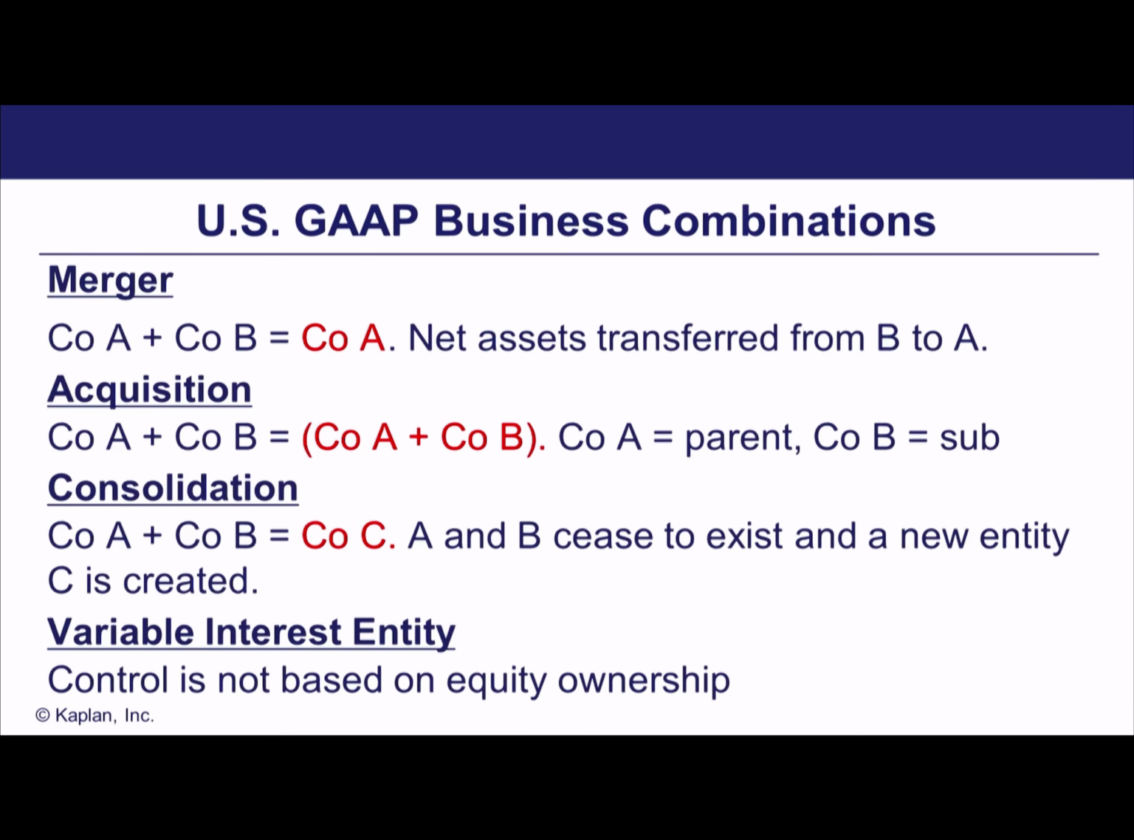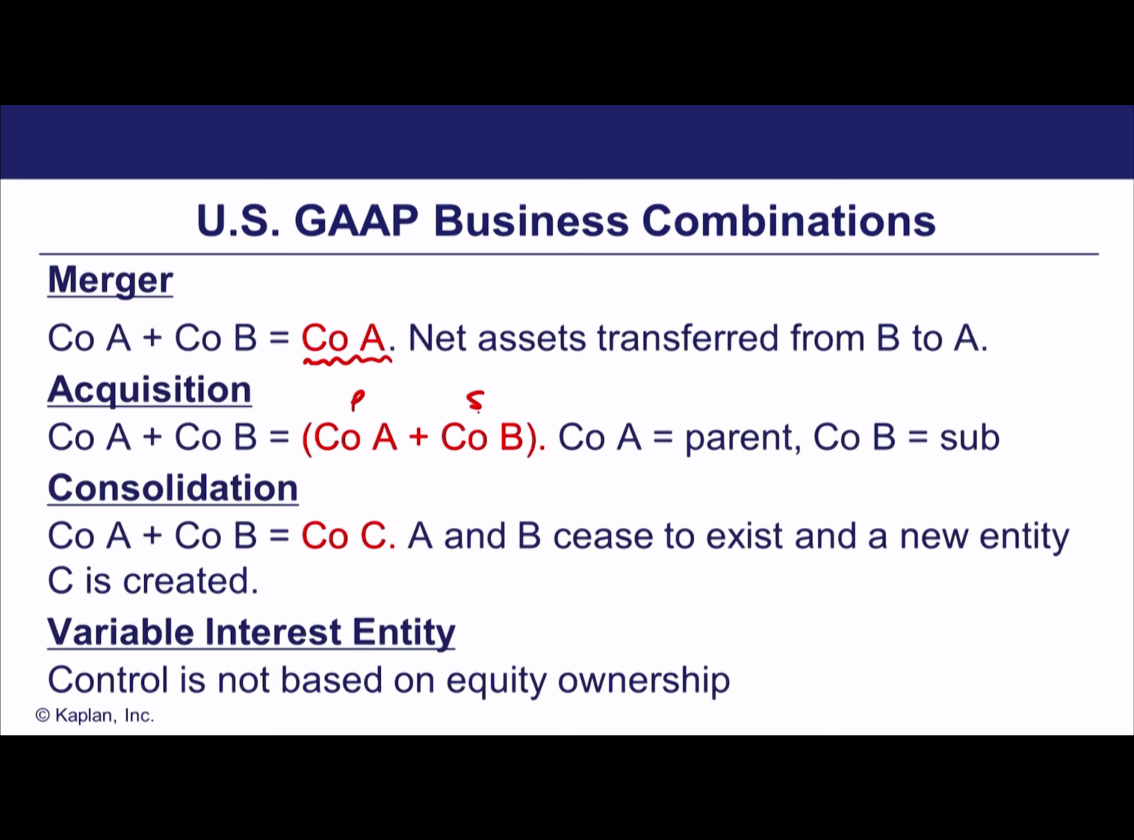But notice, a merger, Company A and Company B come together, but only Company A survives. In other words, what we're talking about in a merger here is the transfer of assets from Company B into Company A. So the net assets are transferred from Company B into Company A, and then essentially Company B ceases to exist. Under acquisition methods, and of course this is what we've been really talking about here, two companies come together. One is going to be the parent and the other is going to be the subsidiary.